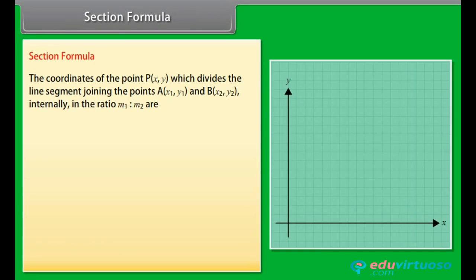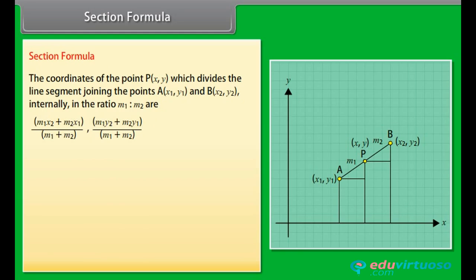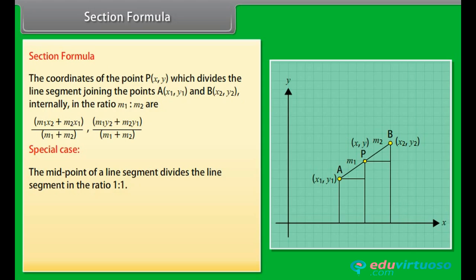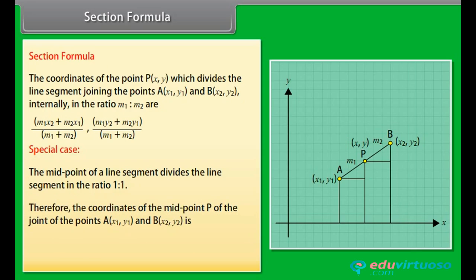Section formula. The coordinates of the point P(x, y), which divides the line segment joining the points A(x1, y1) and B(x2, y2) internally in the ratio m1 is to m2 are (m1 x2 plus m2 x1) by (m1 plus m2), (m1 y2 plus m2 y1) by (m1 plus m2). Special case. The midpoint of a line segment divides the line segment in the ratio 1:1. Therefore, the coordinates of the midpoint P of the joint of points A(x1, y1) and B(x2, y2) is (x1 plus x2) by 2, (y1 plus y2) by 2.